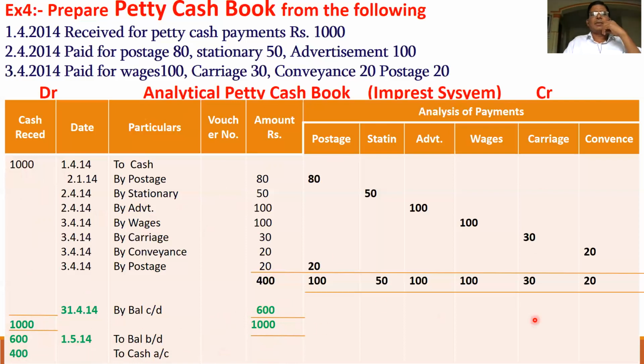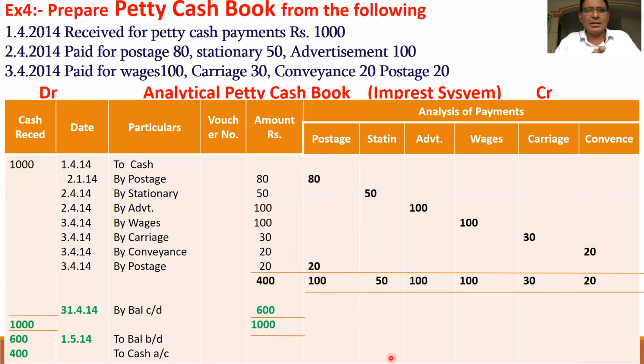These are the analysis of payments. After the receipt of 1000, these are the payments of 400. For the analysis, postage one column, stationery one column, advertisement one column, wages one column, carriage one column, conveyance one column. If we add all this analysis, it will become 100, 150, 250, 350, 380, 400. If we add this side also, 400. So 1000 minus 400, 600 is the balance.